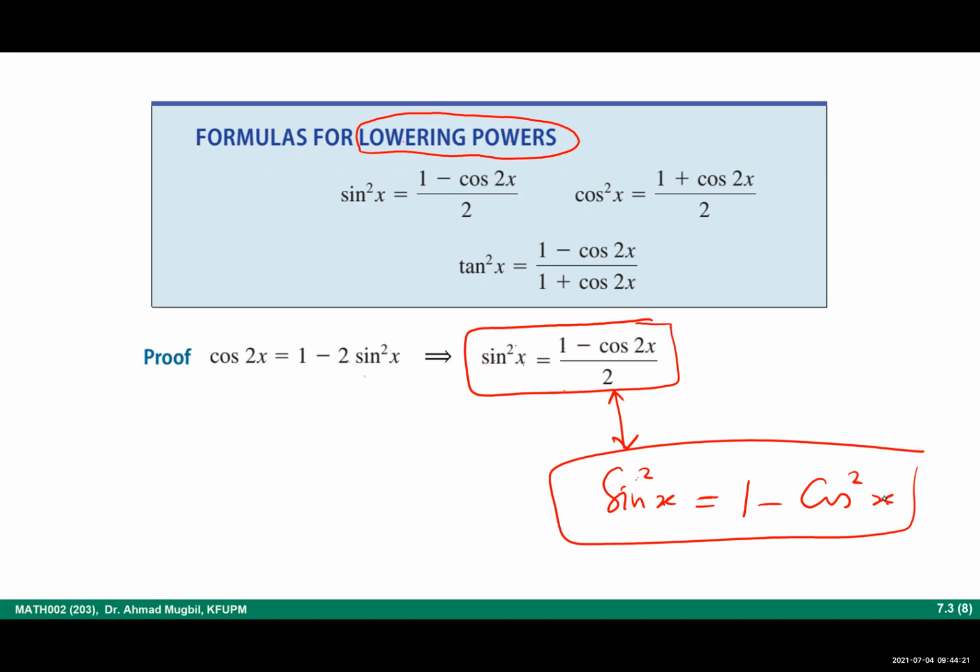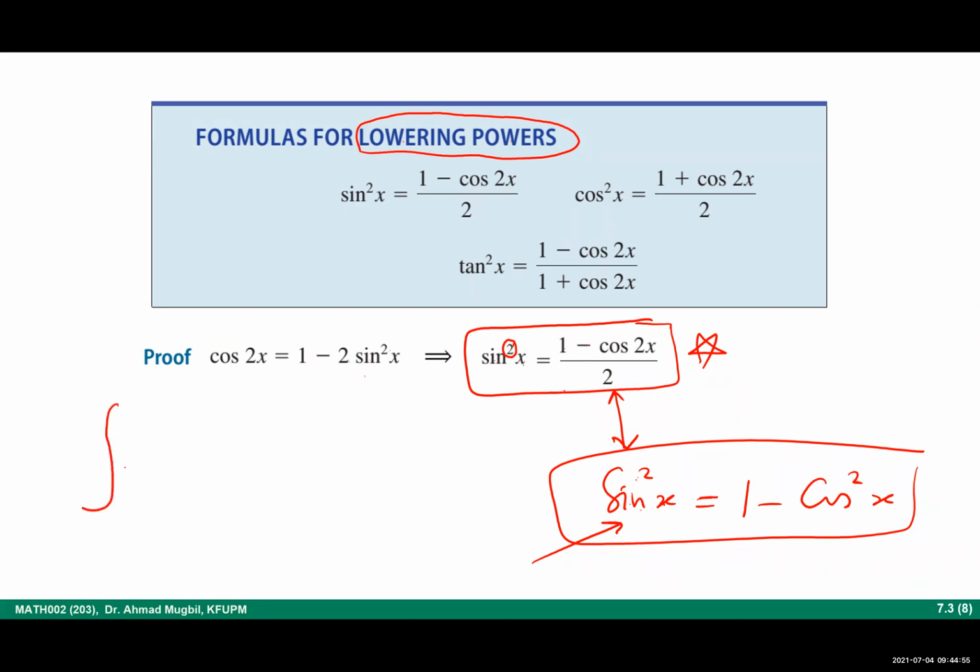Okay? Use this one if you want to find cosine in terms of sine or sine in terms of cosine. But here, look, the power here is 2, but the power here is 1. The angle here is x, here it is the double. So we use this identity when we just want to lower the power. The question you may ask is, when do we need to lower the power? You will need it in several situations.